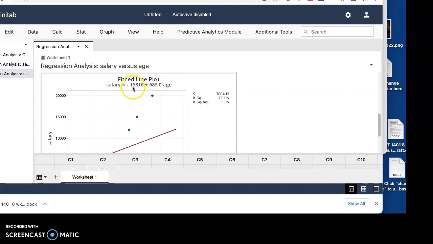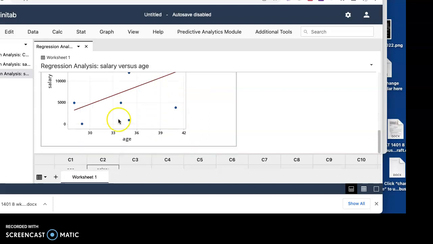Again, your y-intercept is the number -15816, and your slope is +683. So I hope that helps.